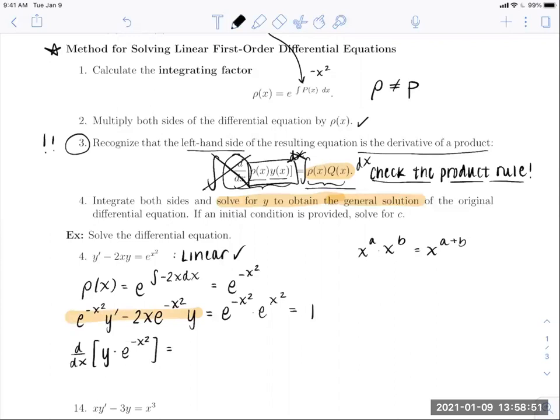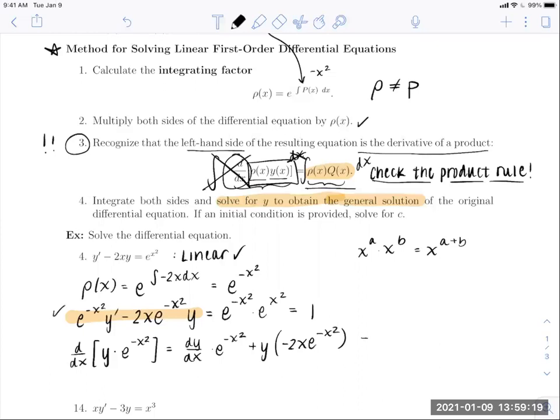The product rule would give me dy/dx times e to the negative x squared plus y times, I have to use the chain rule here, I'm going to kick out a negative 2x e to the negative x squared. And so now compare, and sure enough, that is equal to what I had highlighted up above here in orange. So I have done essentially the reverse product rule here.